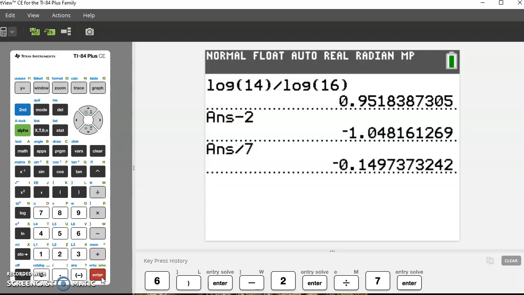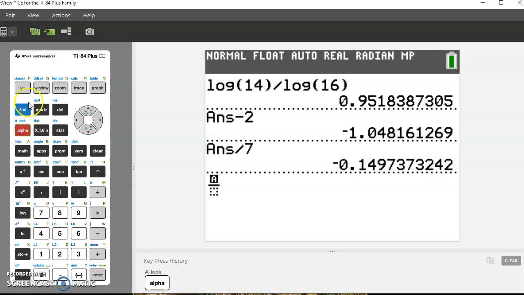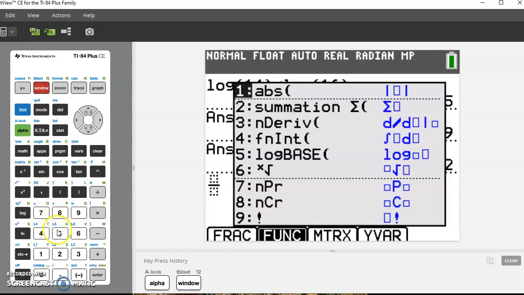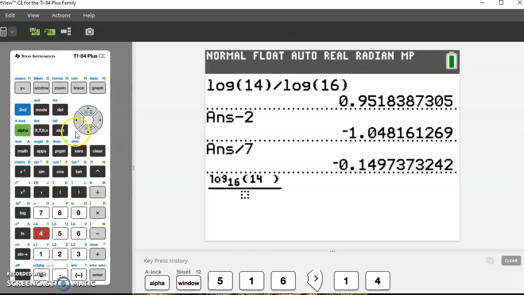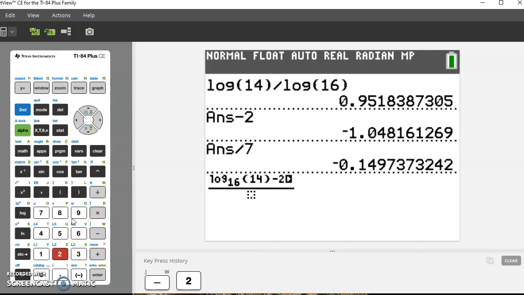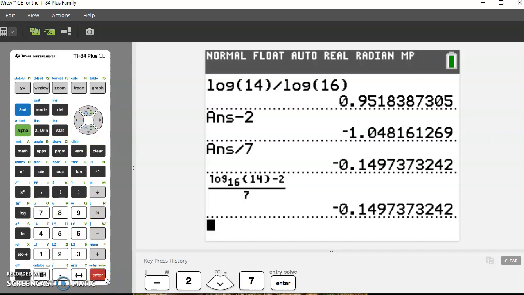0.1497. Now, if you do have the log base, then you can plug it in as a fraction, and I would do alpha y equals to get the fraction button. And then I'll do alpha window 5. I got log base 16 of 14, arrow to the right, and then I'll do minus 2, and then I'll arrow to the bottom and have my 7. And I'll get the exact same answer as if I were to do it the longer way.